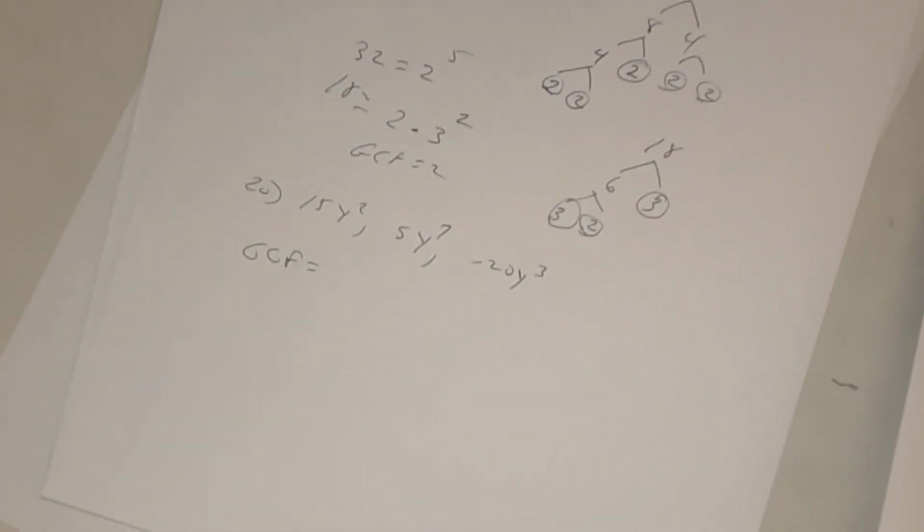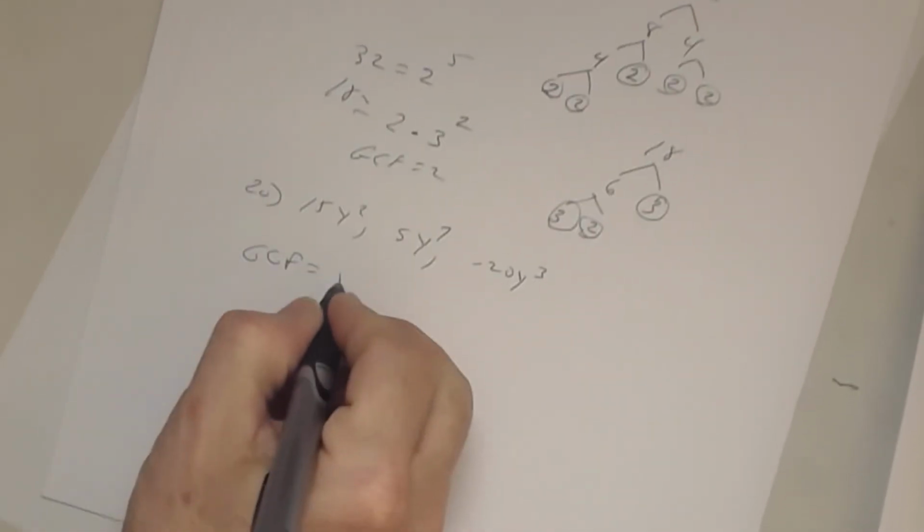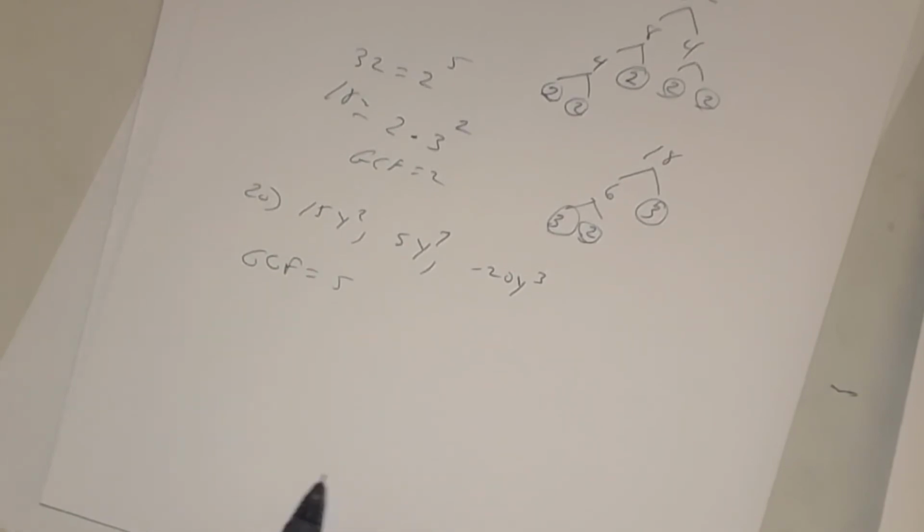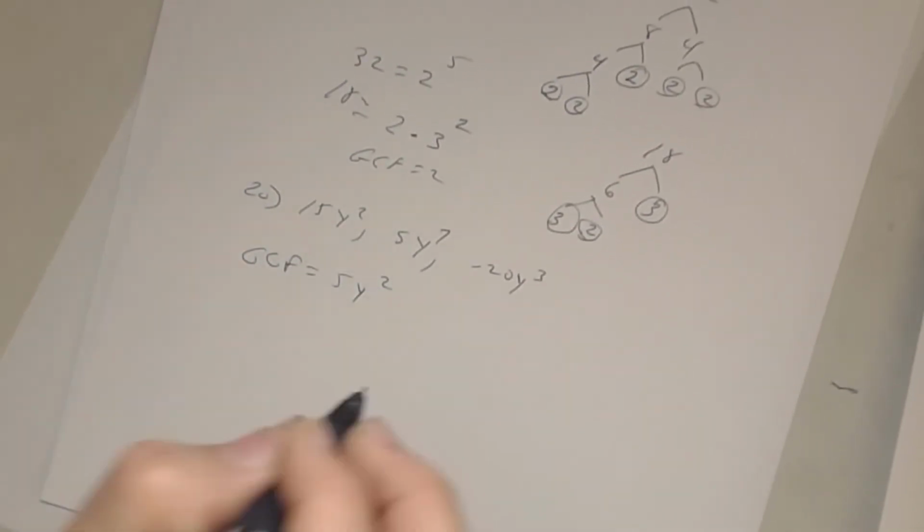So there's no difficulty there. Now, what about your variable? Do you need any? Yes, because there's a y in all of them. How many do you need, though? 2. So 5y squared. That's your GCF.